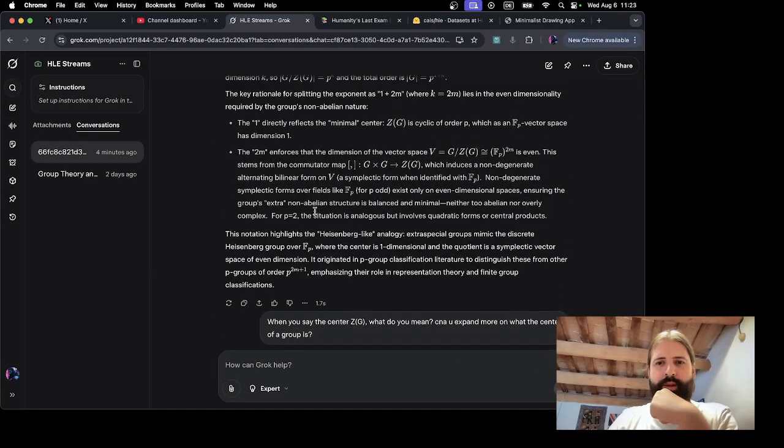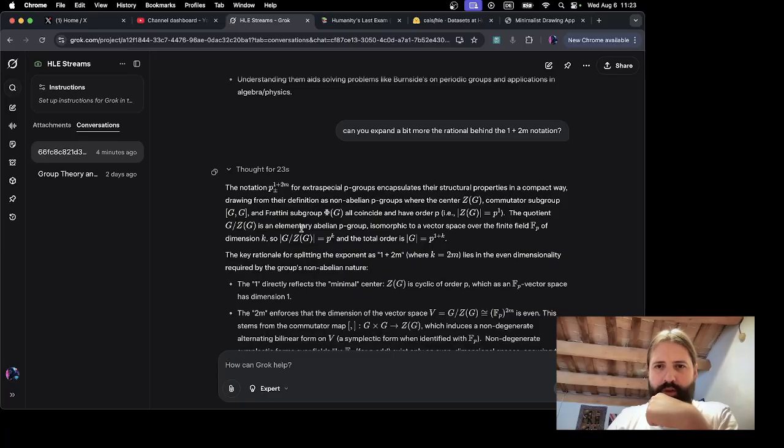Let's go back to the notation. So essentially, the extra special p-groups encapsulate the structural properties in a compact way. So the definition of non-abelian p-groups where the center. So we know non-abelian means that not everything is commutative, but you can still have a center, right? You can still have a bunch of elements in that group that do commute, and this would be the center. And so the center is Z(G) of that group, the commutator subgroup, and the Frattini subgroup, whatever this is, all coincide and have order p.